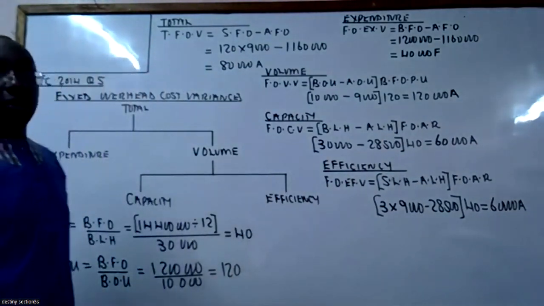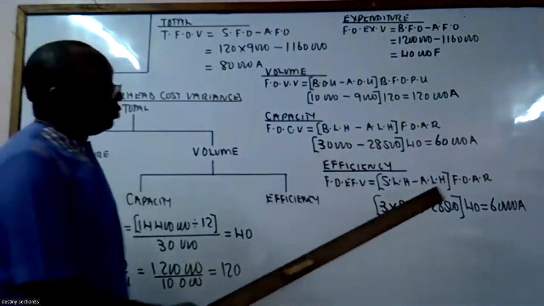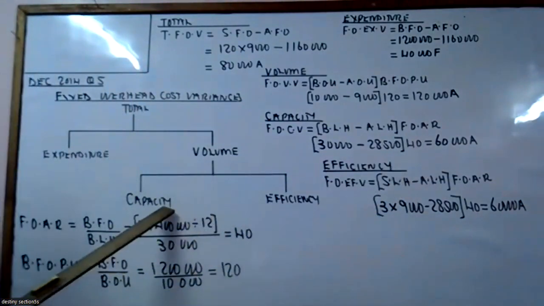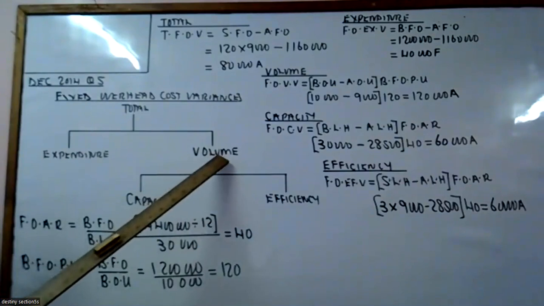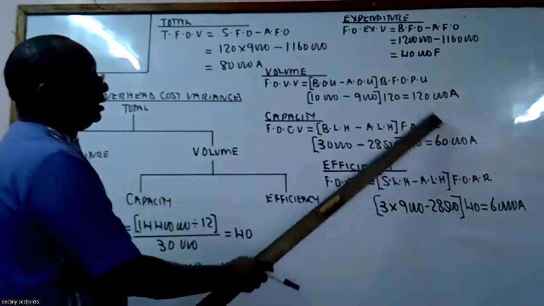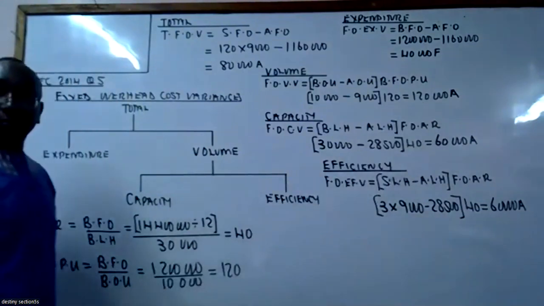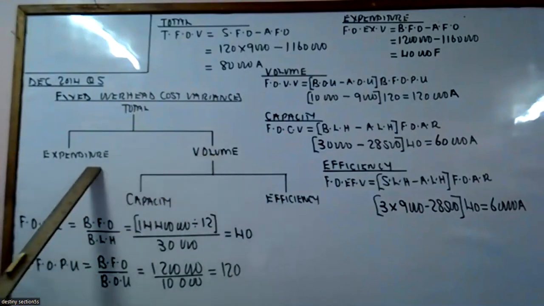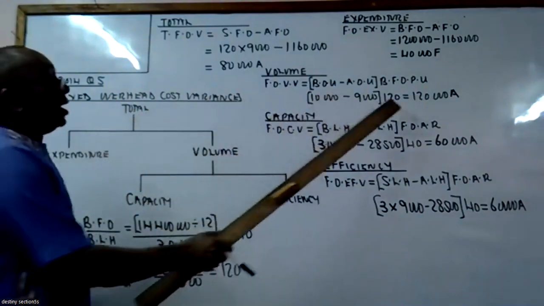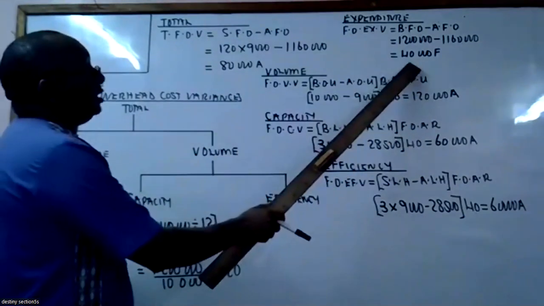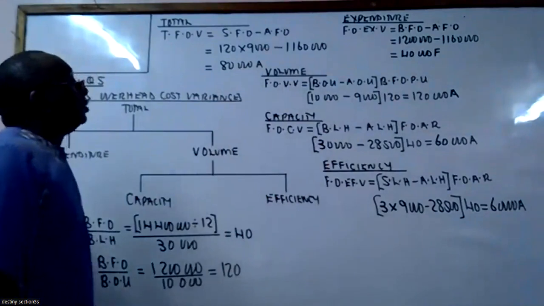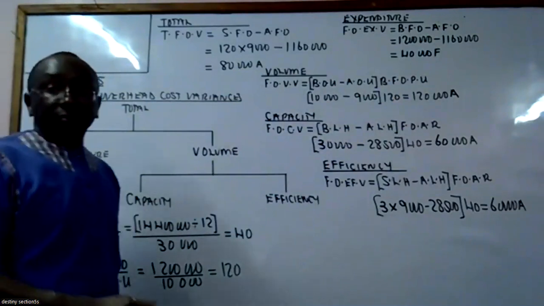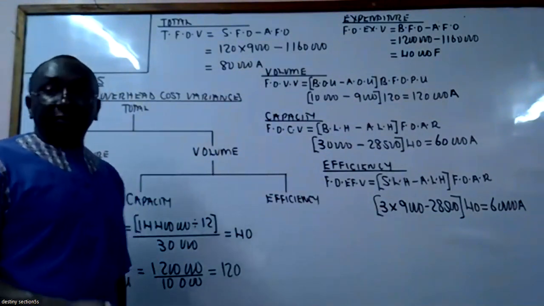And once again, trying to reconcile what I've been telling you, if you take these 60 adverse plus these 60 adverse, the capacity and the efficiency, you add them, they should take you back to volume. So this 60 plus this 60 should bring you here, 120,000. And then if you take this volume, you add to the expenditure, they should take you back to total. So this 120 here, adverse, plus this 40 favorable, it should bring you to 80,000 adverse.